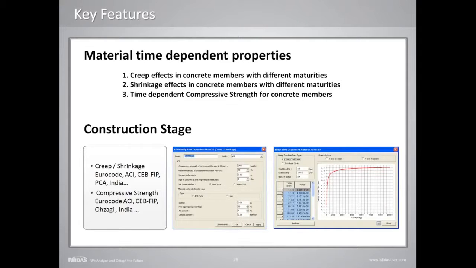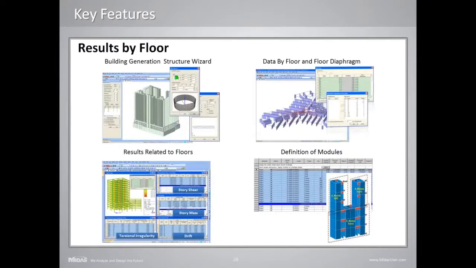We have time-dependent material properties. These are some of the codes that we have to define creep and shrinkage, and also compressive strength. As you can see, we have the Eurocode and the ACI, which is mostly used in the Caribbean area. But also, if you don't use these codes, you can define the properties in our user-defined tab, and you can assign these properties to the materials that you're using for the model.